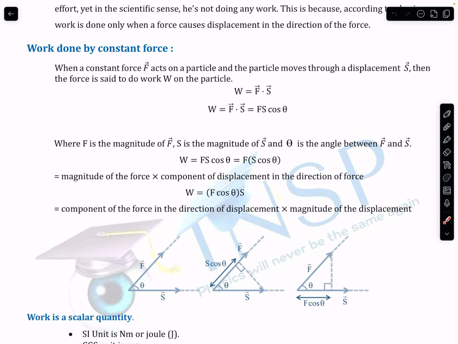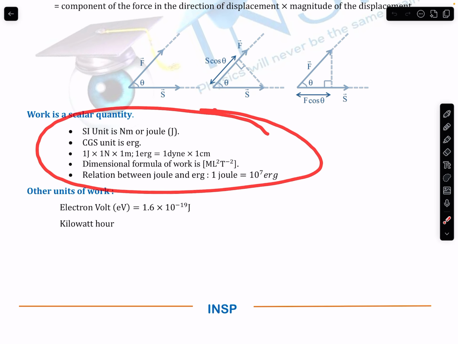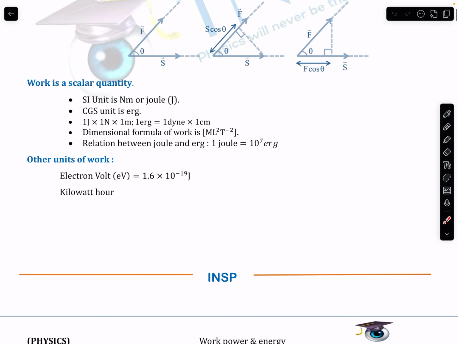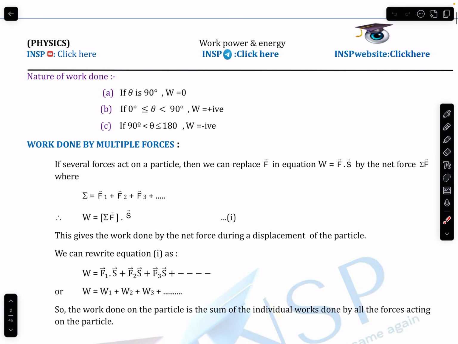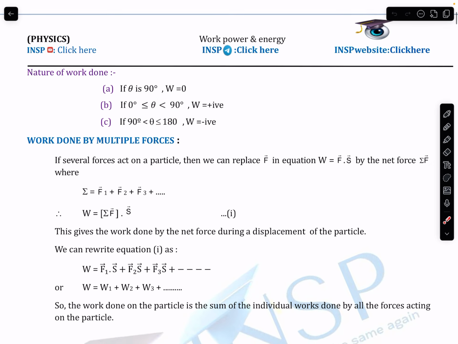Okay, the next part is that work is a scalar quantity. I think it's easy, you can just go through this, probably you'll remember it also, and you'll be using these formulas in maths, physics and chemistry. All right. Nature of work done: if the angle between force and displacement is 90 degrees, W is 0. If it is an acute angle, then work is positive. If it is an obtuse angle, it is negative. So it is from the very basic level, and it will cover the entire topic for you.